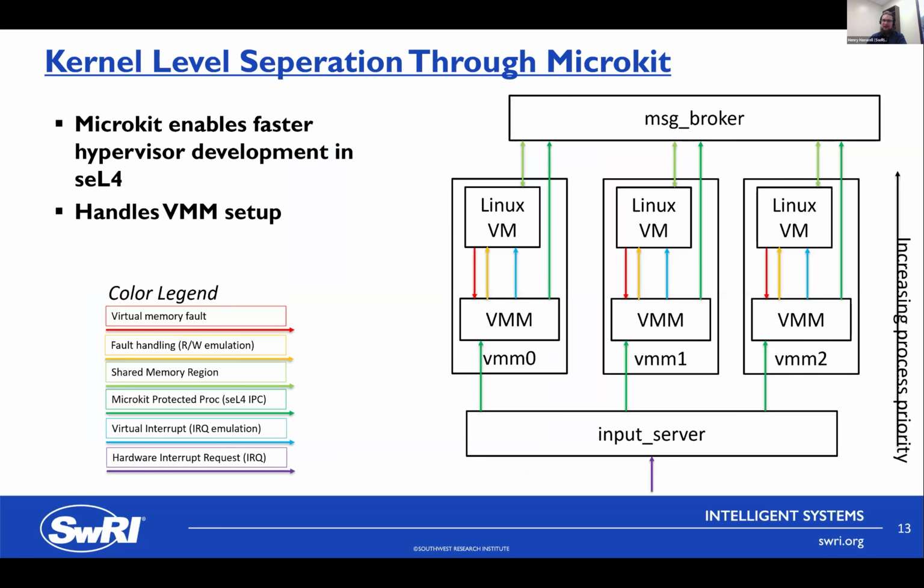I also want to talk a bit about how we were separating these off at the kernel level. So Microkit is a tool that enables faster hypervisor development in seL4. It abstracts away some of the processes you have to do for setting up a hypervisor in seL4. So rather than having to write the device drivers for your processor and the components on your board, it helps simplify that by providing some of that for you and also providing you tools to accelerate any type of development you may need to get the VMM working with other tools or other drivers up and running. It helps handle that VMM setup.